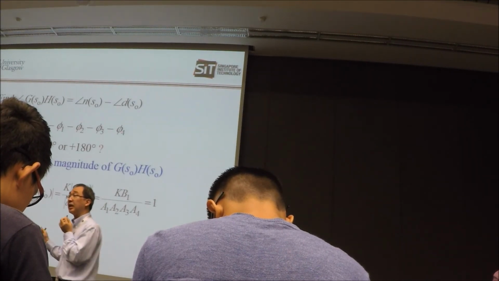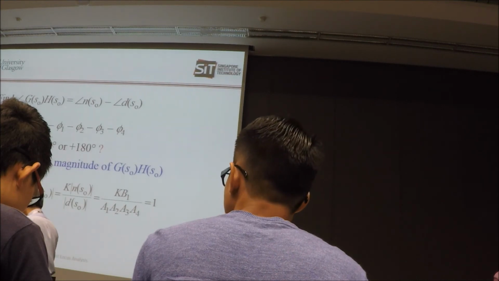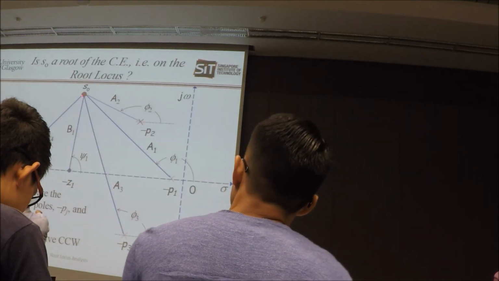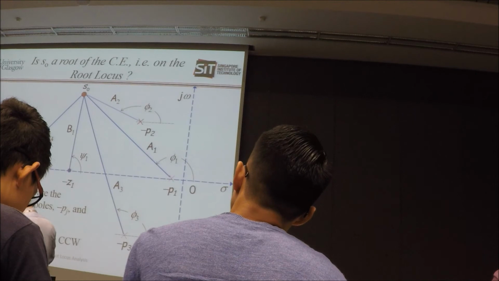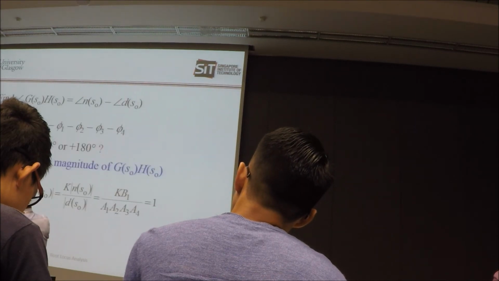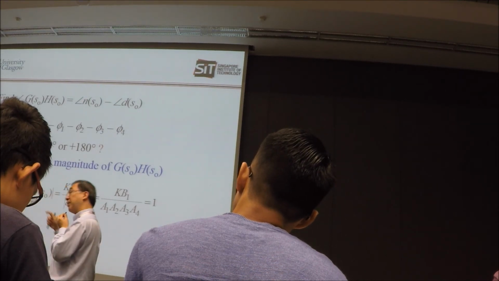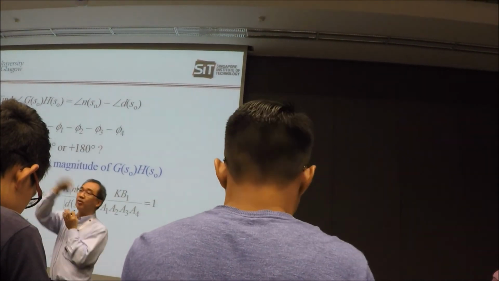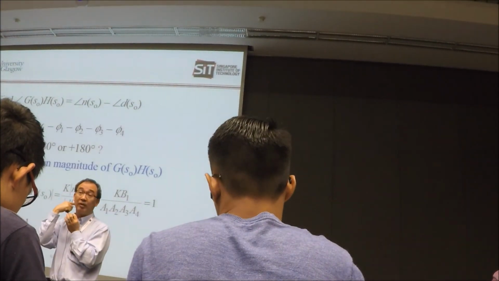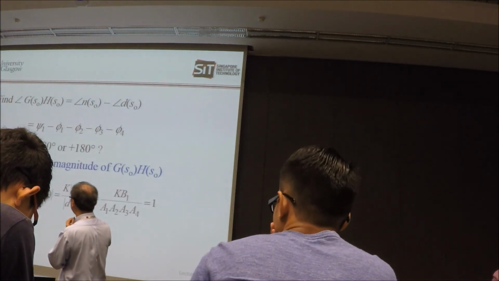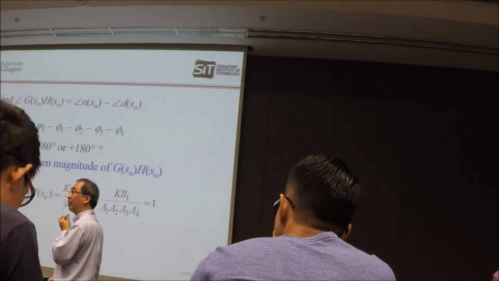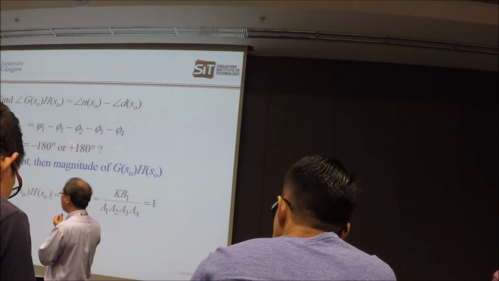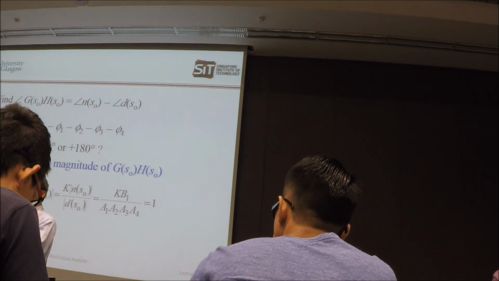So what happened here is if this point S0 is going to be on the root locus, you will see that the angle has to be positive 180 degrees. I mean, it can actually be plus minus, because positive 180 is the same as minus 180. So it can be minus 180 degrees or positive 180 degrees. But make sure that the angle must work out to be 180 degrees.